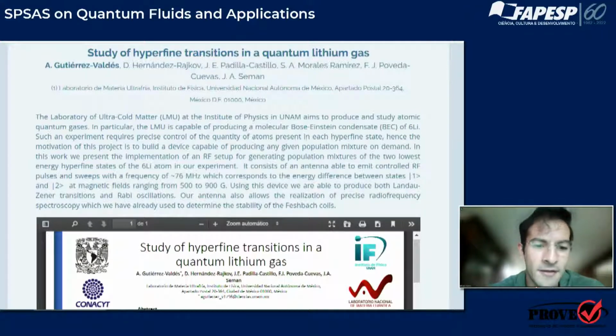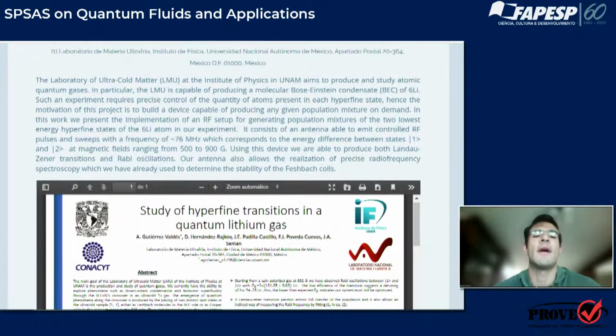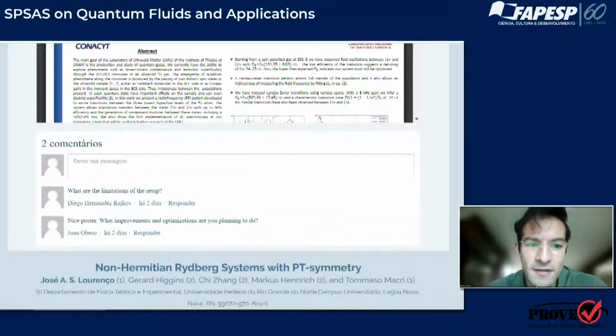I have two questions on the site. Diego Hernandez asks, what are the limitations of this setup? The main limitation, as you can see from my results, is the efficiency of the antenna itself. The wavelength needed to excite the transitions at the magnetic fields that we're using is about 4 meters, and the antenna, by the constraints of the experiment, is only around 6 centimeters in diameter, so it is inherently inefficient. Also, by the Rabi frequency that we are measuring right now, we see that the atoms in the sample are probably not receiving the full power that they should.